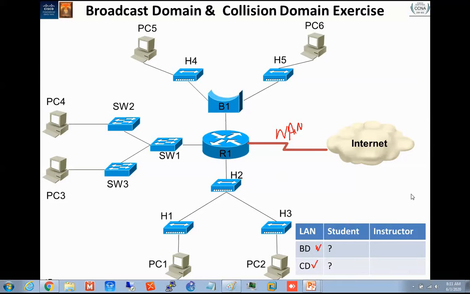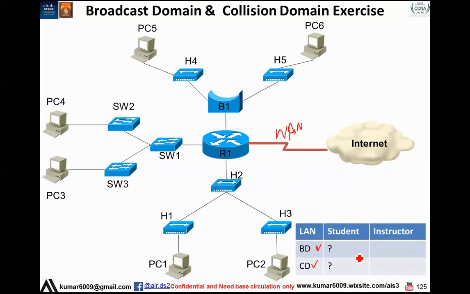I think we have only one broadcast domain, because the infrastructure has only one router. Okay. So the router, when it receives the broadcast, by default it will block it. Collision domain? Collision domain also one, because the system broadcast and the collision domain will be the same.